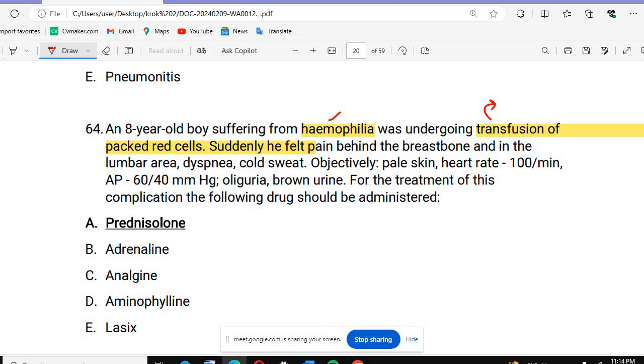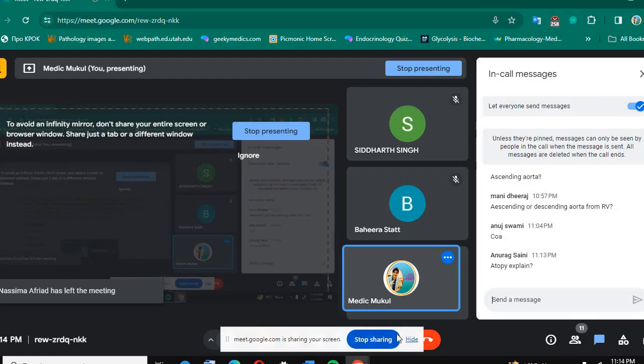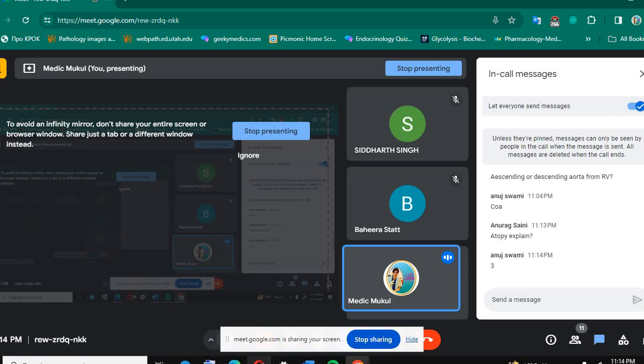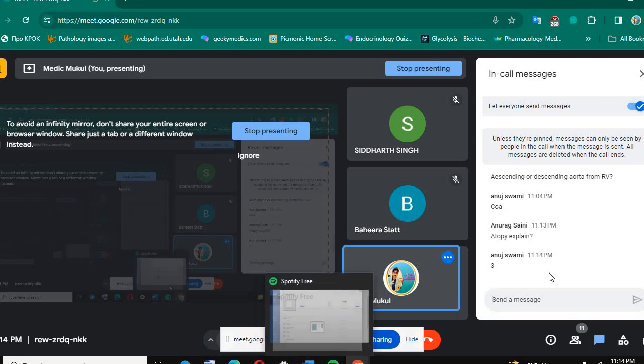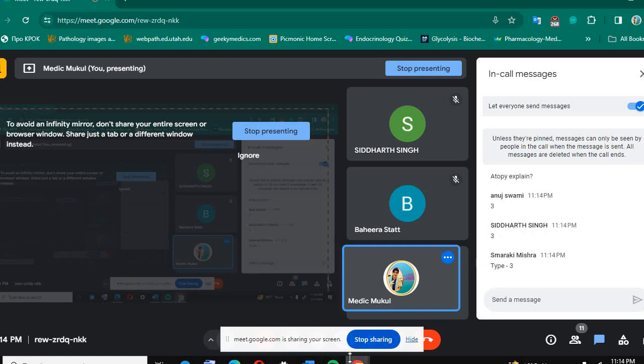Is it type 1, type 2, type 3? Is it type 1 atopy? Explain. Atopy, you said, explain. Type 3, type 3.